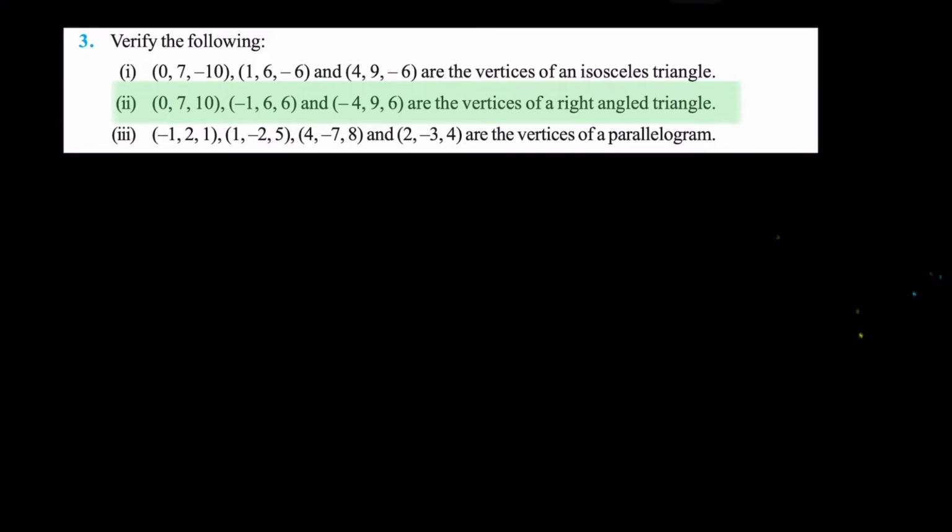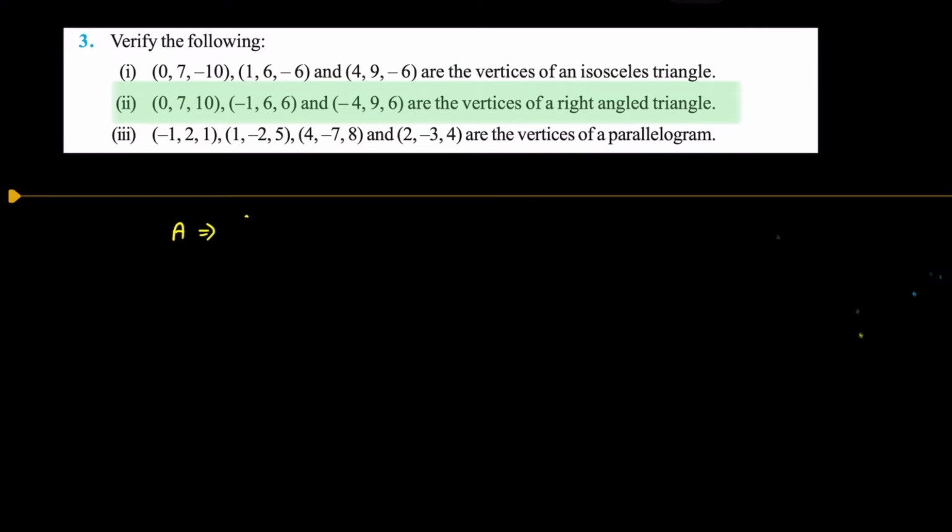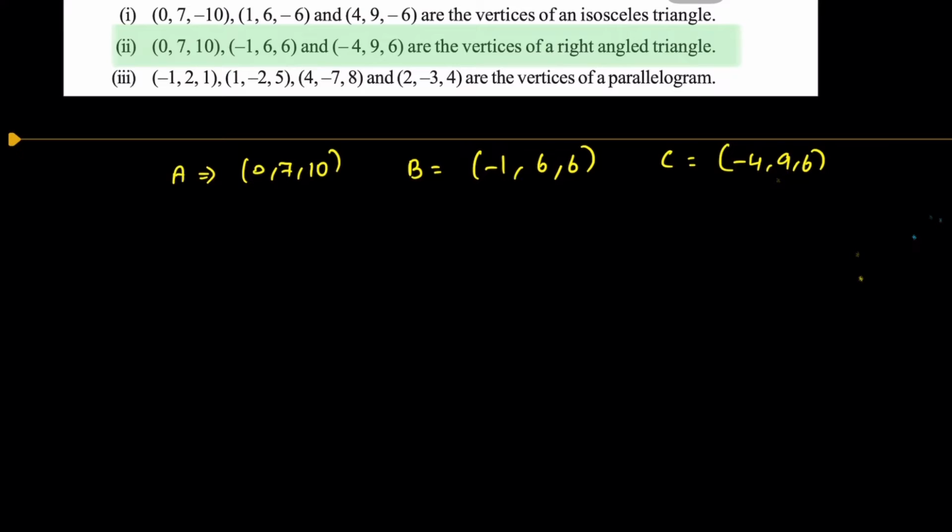First we assume the points: A is (0, 7, 10), point B is (-1, 6, 6), and point C is (-4, 9, 6). Now, if the triangle is a right triangle, it must satisfy the Pythagoras theorem. So, we need to find the three distances first: AB, BC, then CA.